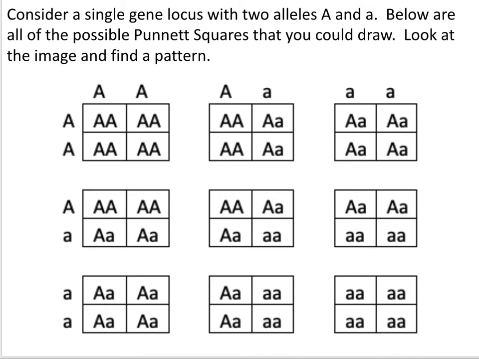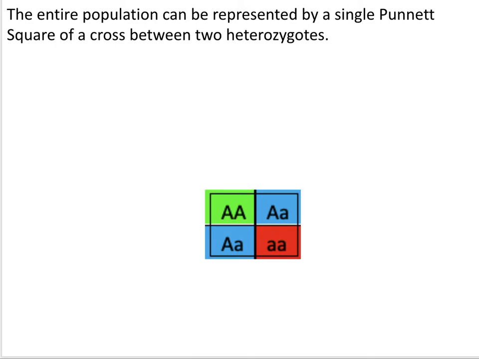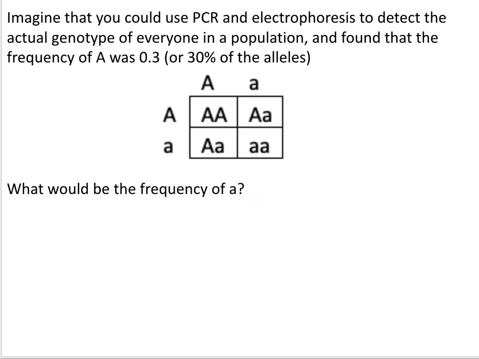And what I'd like you to do is stop the video and stare at this screen for a little bit until you see a pattern. So the pattern you should come up with is that all the top left-hand side are big A, and the bottom right-hand side are little a, and then the other two quadrants are big A, little a. And so this entire population really can be represented by a single Punnett square of a cross between two heterozygotes.